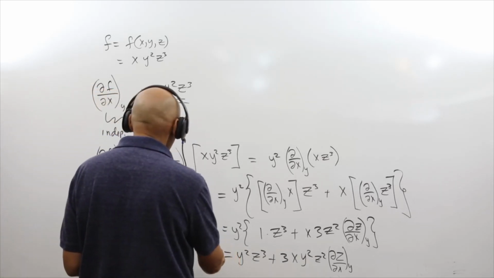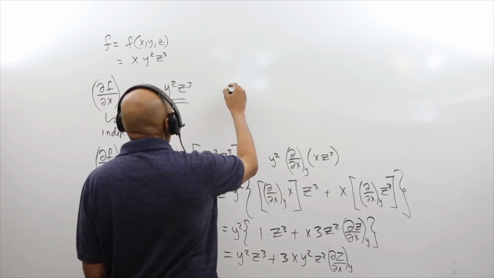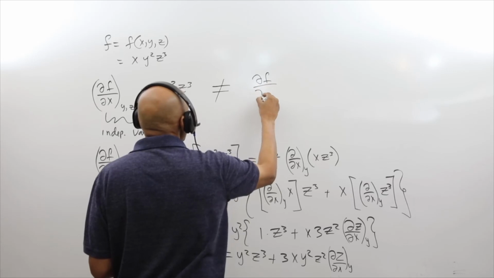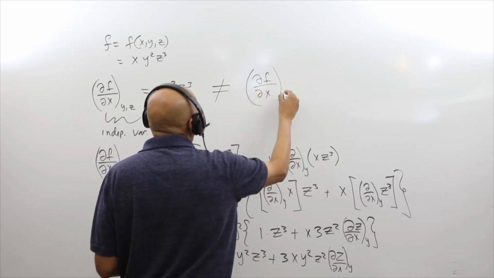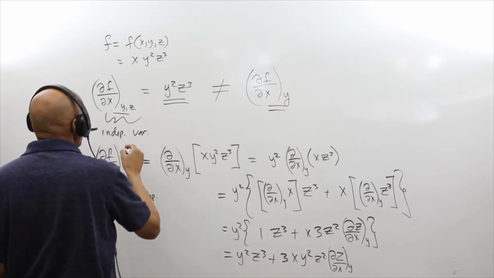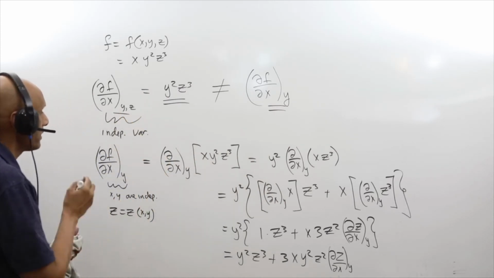But the main thing you have to understand is that this is not equal to the partial of f with respect to x while holding y and z constant. These are the two independent variables over here, while there are three independent variables on the other side. Two independent variables and three on the other side.